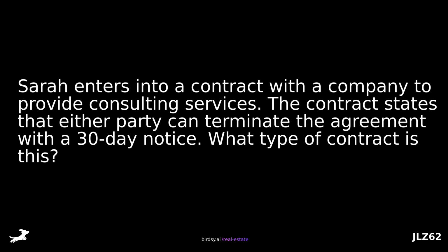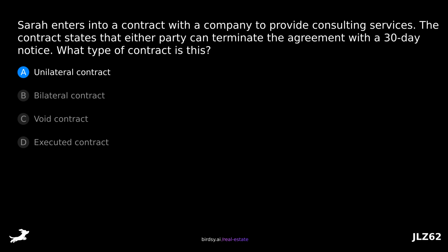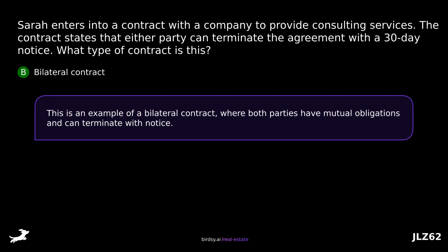Sarah enters into a contract with a company to provide consulting services. The contract states that either party can terminate the agreement with a 30-day notice. What type of contract is this? Is it A, unilateral contract, B, bilateral contract, C, void contract, or D, executed contract? The answer is B, bilateral contract. This is an example of a bilateral contract where both parties have mutual obligations and can terminate with notice.